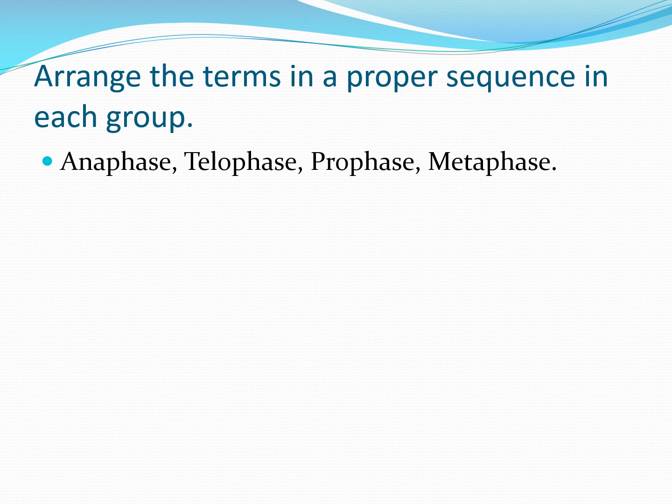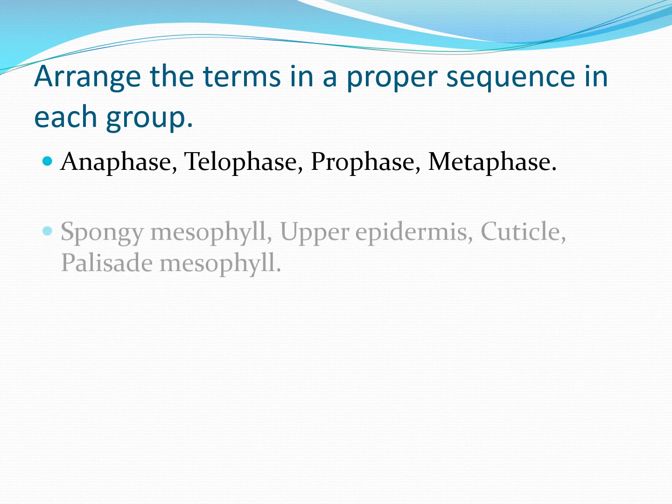So your question, arrange the terms in a proper sequence in each group. A group of words are given in jumbled order. We should arrange them in a proper order. Here first question, anaphase, telophase, prophase, metaphase. These are the stages in mitotic cell division, but we should arrange them in a proper order. So in mitotic cell division, the stages are first prophase, second metaphase, third anaphase, fourth telophase.